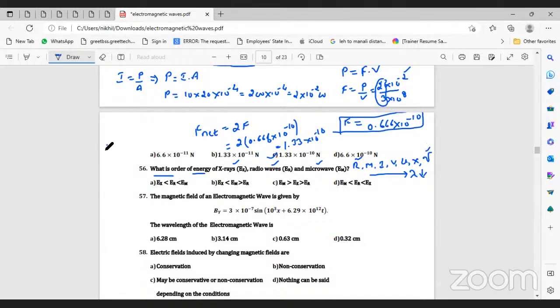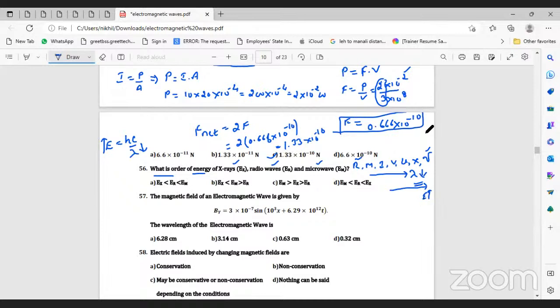What is the formula for energy? Energy is nothing but hc divided by lambda. If the wavelength is decreasing, it means the energy is going to increase. If wavelength is decreasing, energy is increasing. So if lambda is decreasing, the energy should increase. So this is the increasing order of energy.